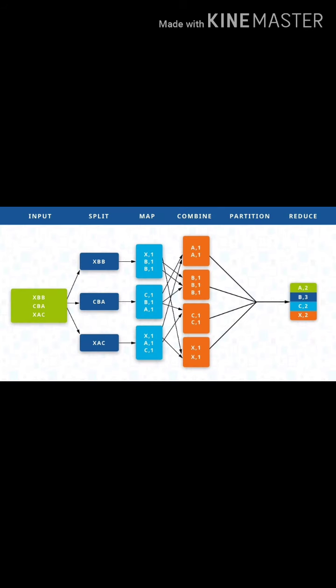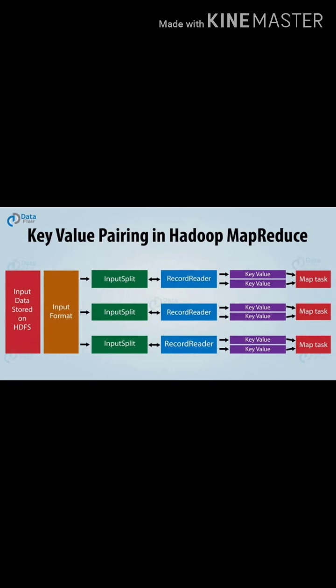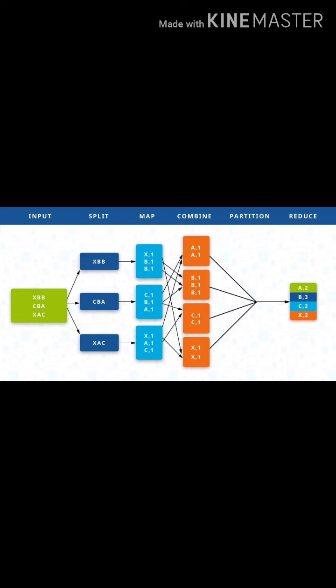And also once the job is completed, the map output, that is the intermediate output which is processed by the reduce task to produce the final output. So once the job is complete, the map output can be thrown away, and storing it in HDFS with replication becomes overkill.